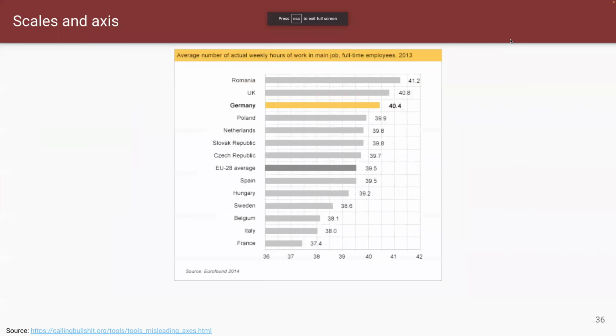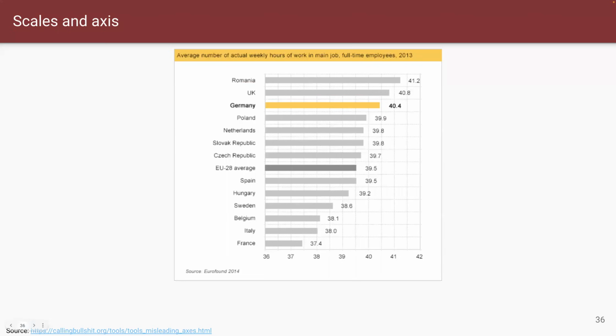Okay, so this is another consideration, which is the scales and axes. Scales, as we know, are the units for your data points, and the axes are the x-axis and y-axis. So how you put your information in which dimension, right? This is one example I got from Calling Bullshit.